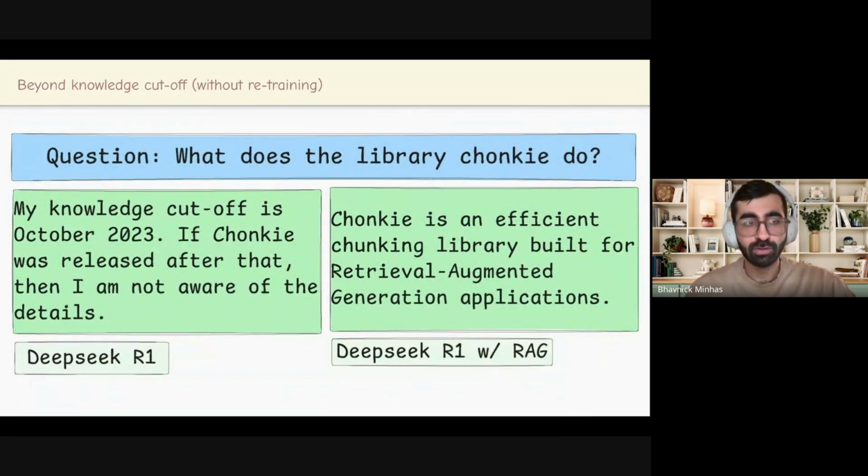Yeah, moving on to what other benefits of RAG is, essentially you can go beyond the knowledge cutoff date, and DeepSeek R1, which has been trending recently, also has a knowledge cutoff date of October 2023, which is about 1+ year ago. And it sort of answers something in this form. So on the left it's not able to answer, and on the right it's able to answer what Chonkie is.